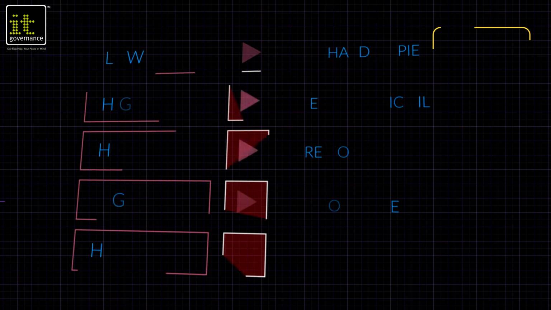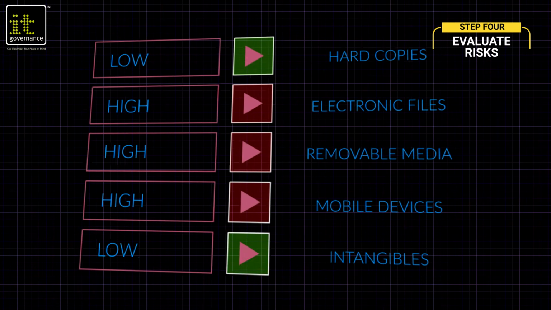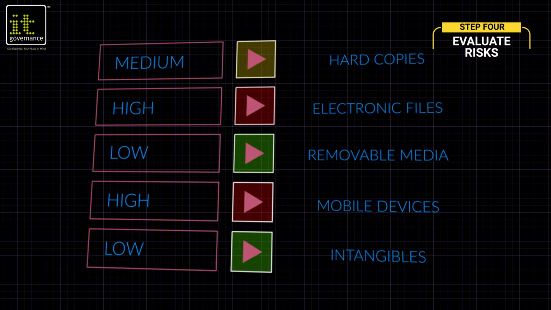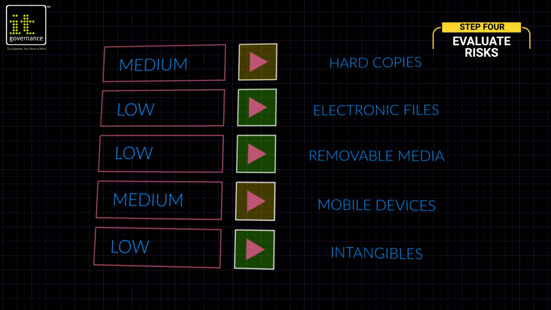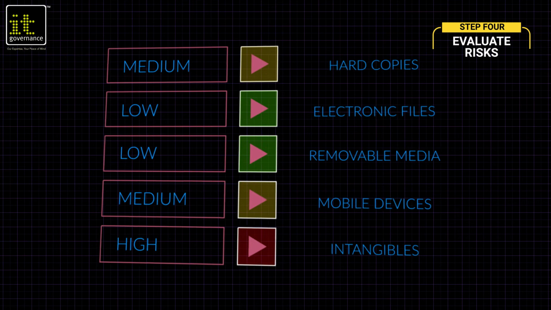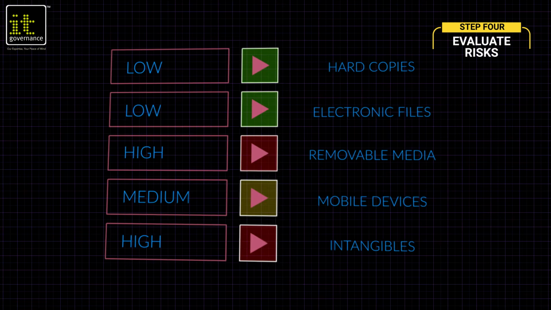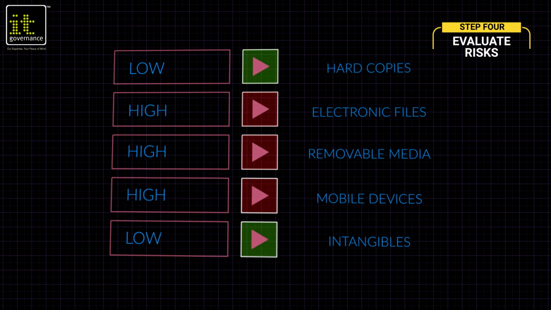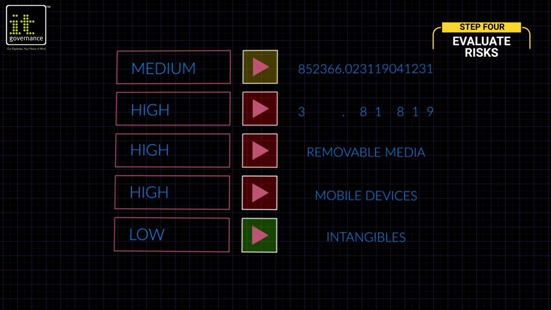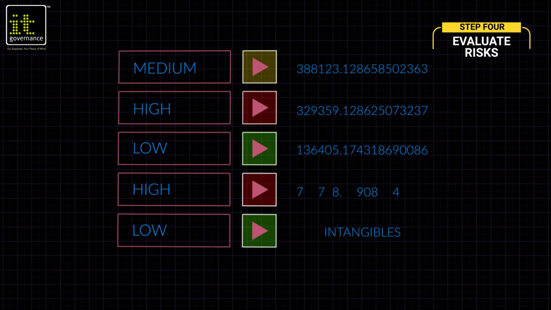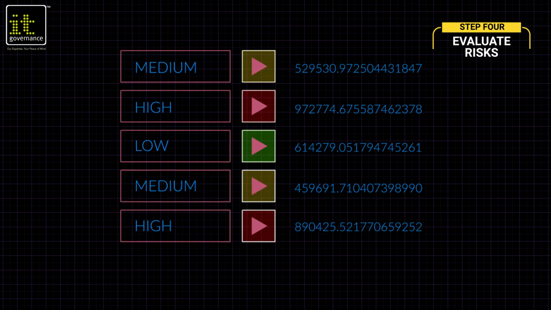Step 4. Evaluate risks. Some risks are more severe than others, so you need to determine which ones you need to be most concerned about at this stage. This is where your risk criteria come in handy. They provide a guide that helps you compare risks by assigning a score according to the risk's likelihood of occurrence and the damage they'll cause.